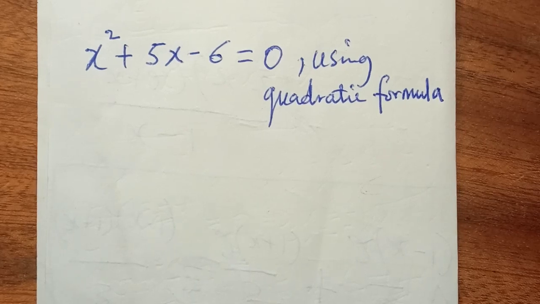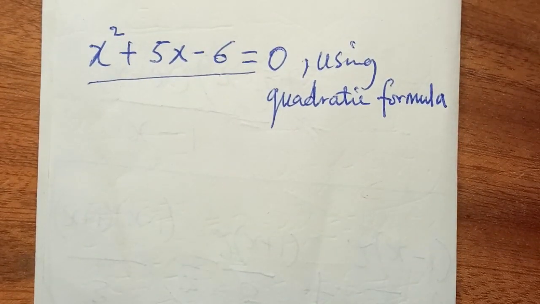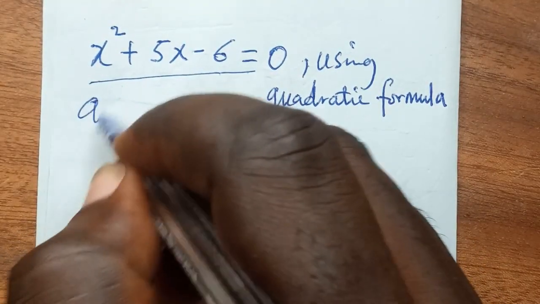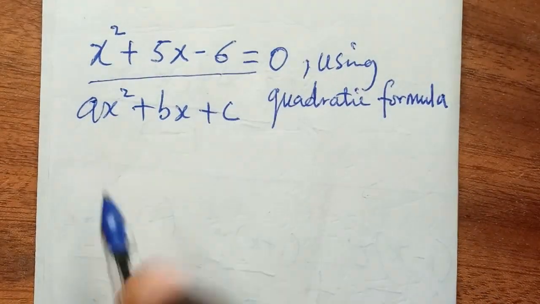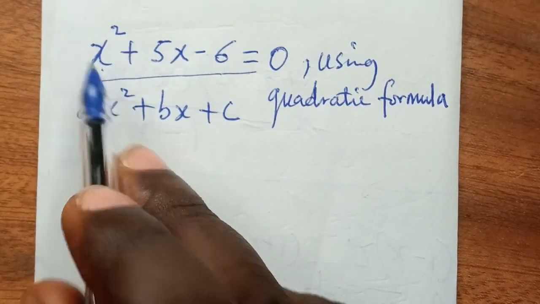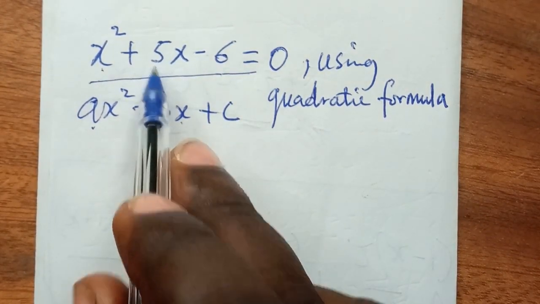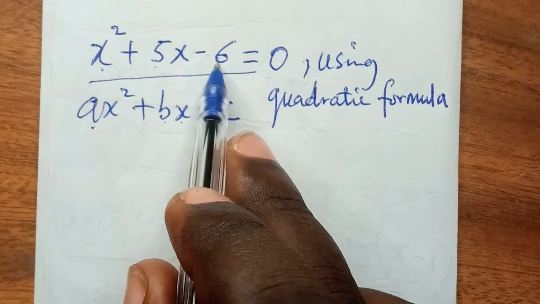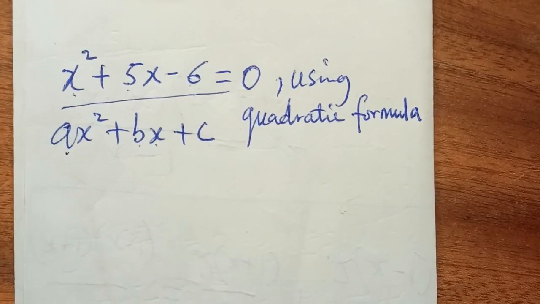But first, I would like you to understand that this expression is in the format ax squared plus bx plus c, where a is the coefficient of the x squared. This b is the coefficient, which is 5, as you can see here, and c is the constant, which is the minus 6. You must figure it out and write them out so that you do not make any mistake.